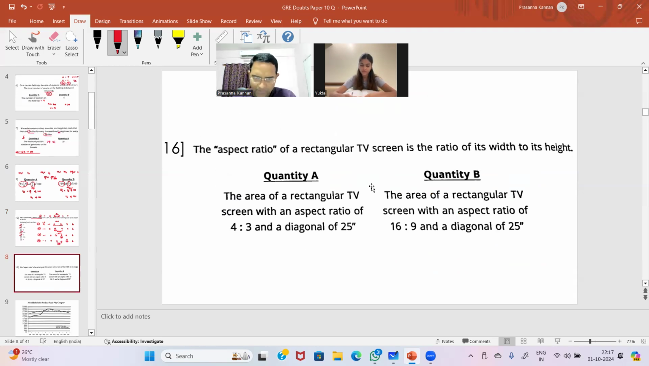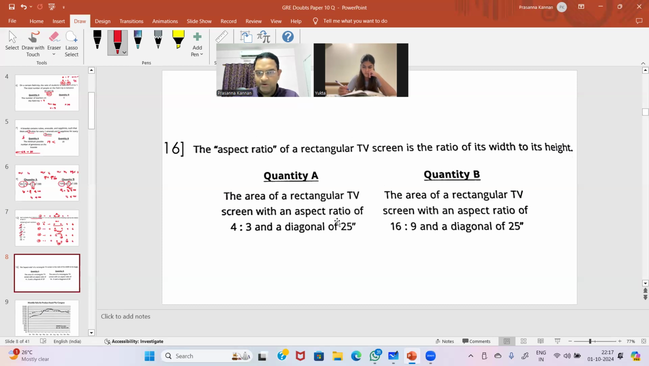Okay. The aspect ratio of a rectangular TV screen is the ratio of its width to the height. Quantity A is the area of the rectangular TV screen with an aspect ratio of 4:3 and a diagonal of 25 inches.